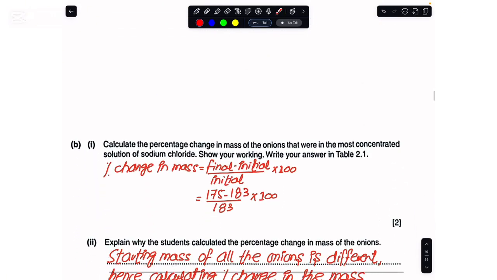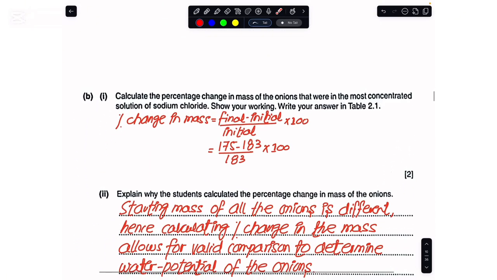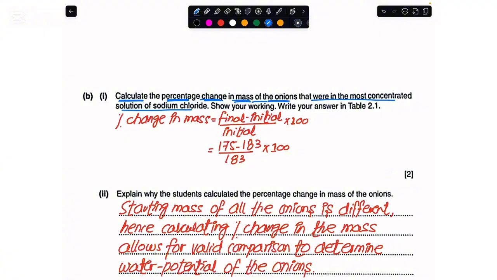Now let us move on to the question, which is a numerical that we are required to solve. They say calculate the percentage change in the mass of the onion bulbs that were in the most concentrated solution of sodium chloride, and we are required to show the working. And they say you are required to write your answer in table 2.1.